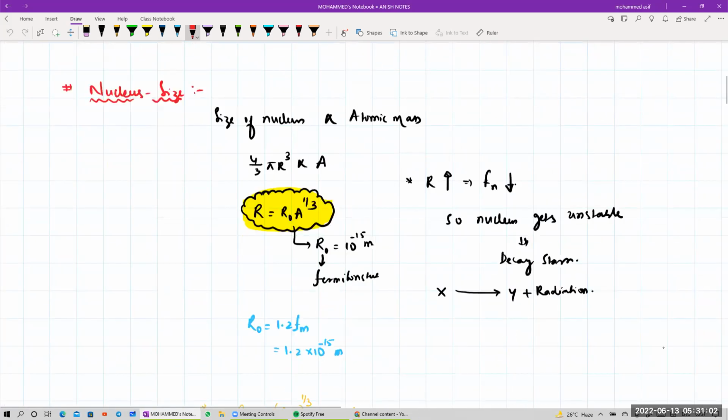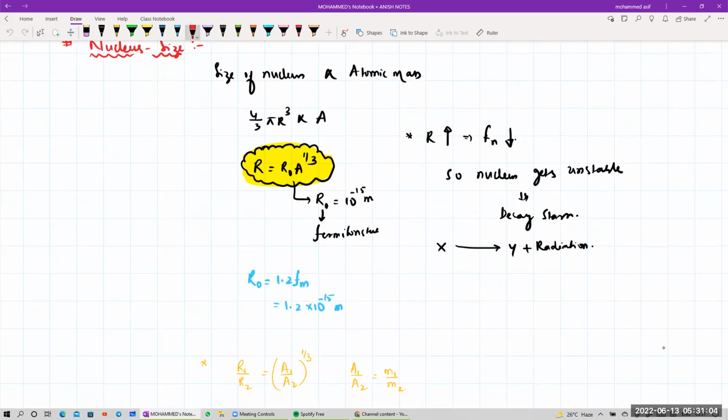The nuclear size. Basic formula of a nuclear size, I told you that size of nucleus is directly proportional to your atomic mass. So volume of the nucleus, 4/3 pi r cube, is directly proportional to A. That means R is equal to R naught A to the power of 1/3. R naught is known as Fermi constant and the value of R naught is 10 to the power of minus 15 meter. If radius increases, nuclear force decreases. So when radius is increasing, nuclear force decreases, the nucleus will become unstable and starts decaying. That means this nucleus will decay by giving certain amount of radiations in the form of alpha, beta, and gamma.